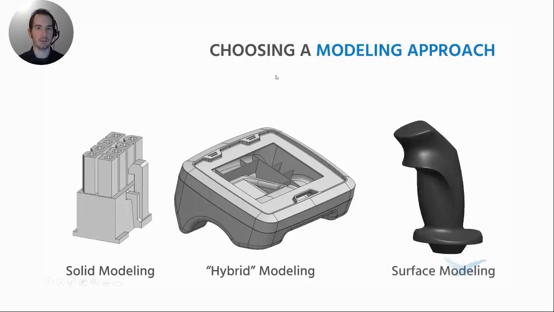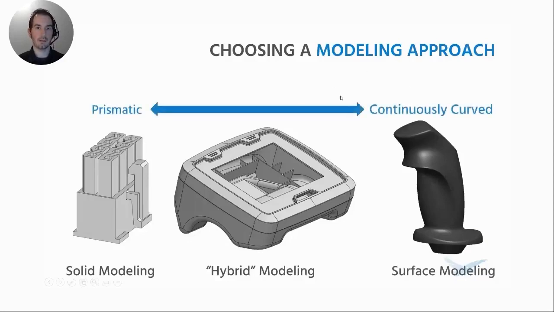And then there's some models that just don't have a flat face on them anywhere that might require pretty much entirely surface modeling to build. So you can think of it kind of as a spectrum between how prismatic or blocky the parts are to how much they're just one continuously curved surface, in terms of the modeling approach you're going to need to use.